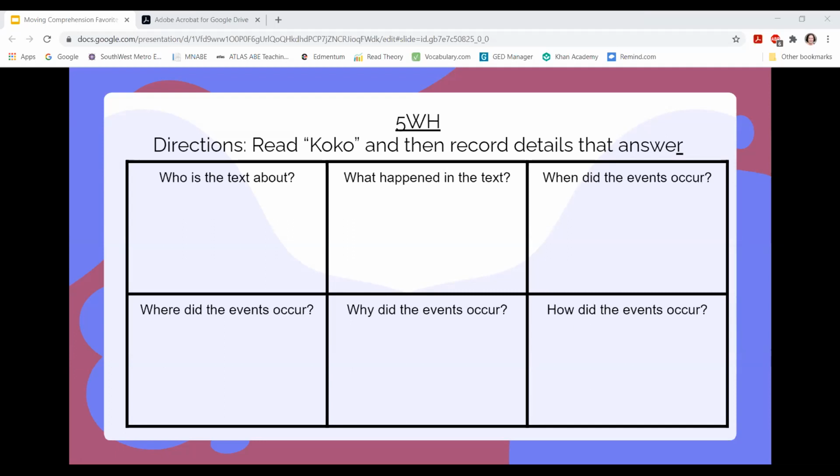Michael, I agree. There are a lot of details that would work in more than one box. Certain details answer what happened in the text, but they can also answer the question, how, how they happened. So again, it's helping students understand that there's a lot of flexibility in this. It's not such a black and white or right or wrong activity, but the process is more in identifying details and thinking about the text. The value is in the thought process.